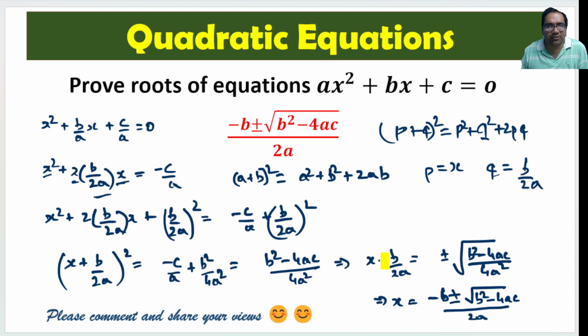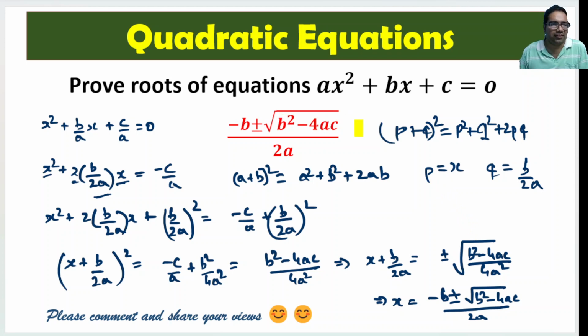That means x + b/2a becomes the square root of all of this, plus or minus, right? x + b/2a = ± √(b² - 4ac) / √(4a²), which is 2a. What does that mean? x = -b/2a ± √(b² - 4ac)/2a. So this 2a and this 2a are common: x = (-b ± √(b² - 4ac)) / 2a. The proof is very elegant.